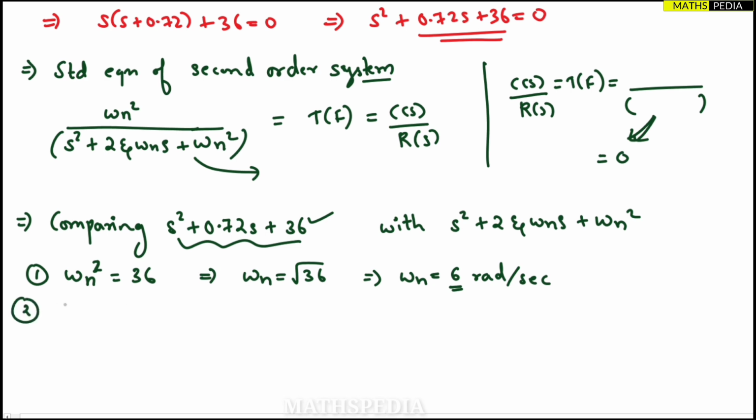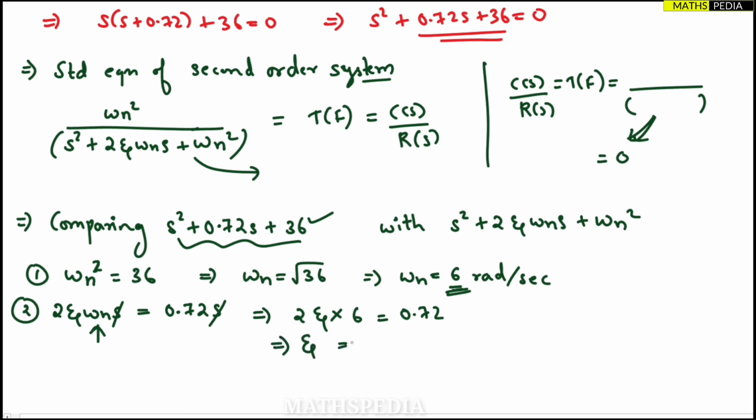Then the second comparison, which is nothing but 2 zeta omega n, the middle term 2 zeta omega n s. Compare it with 0.72 s. In this, s and s cancel. Now omega n value we already know, which is 6. You can just substitute. So this becomes 2 zeta into 6 equal to 0.72. From this I can get the zeta value: 2 sixes are 12, so 0.72 divided by 12. It will be 0.06, the zeta value, which is the damping ratio.